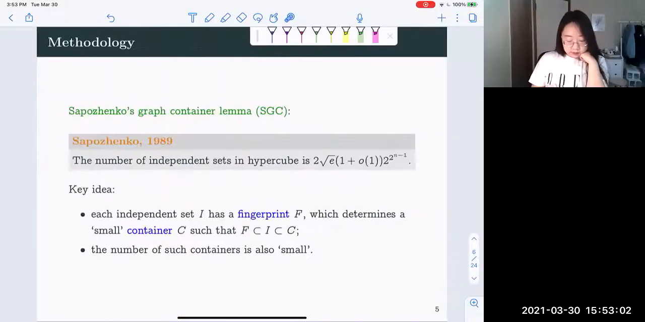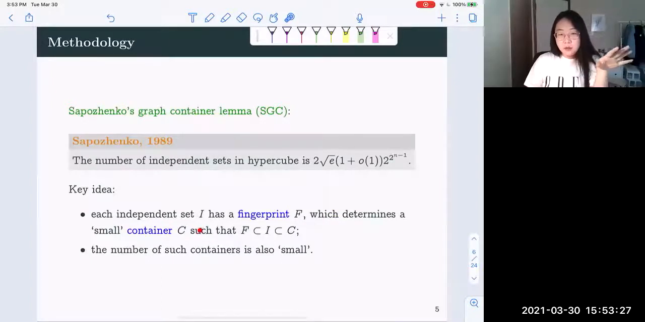And so let me talk about the methodology a little bit. As I just said, the main tool is this graph container lemma, which was developed by Sapozhenko in 1987 to give a very nice reproof of the following theorem, the number of independent sets in the hypercube. Just like all the container tools, the key idea here is for each independent set, we are able to assign a fingerprint to it, which determines a small container, such that the independent set is contained in the container. And most importantly, the number of such containers is also small.